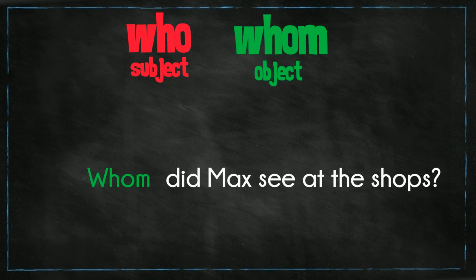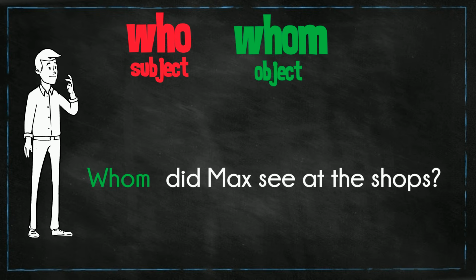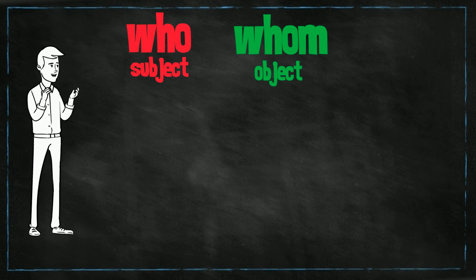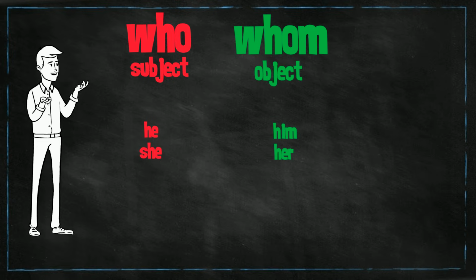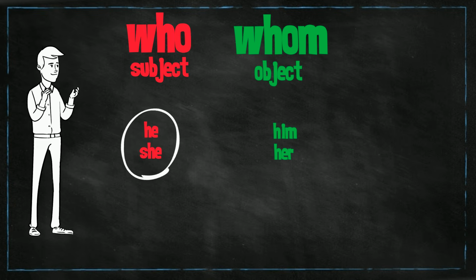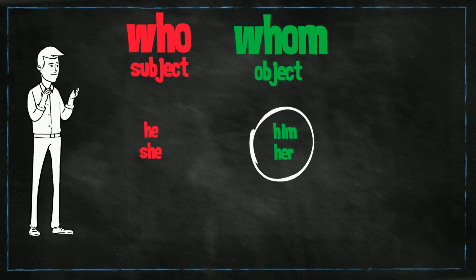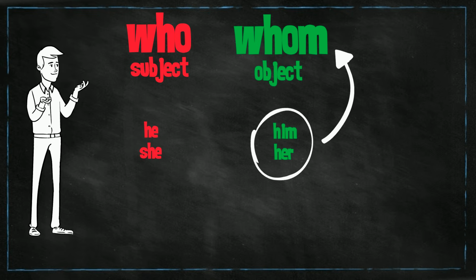If subjects and objects are still a little confusing, there is a simpler way. We can substitute the words he or she and him or her to help us decide whether we should be using who or whom. If the question can be answered using the pronouns he or she, then the word who is used. If the question can be answered using the pronouns him or her, then the word whom is used.